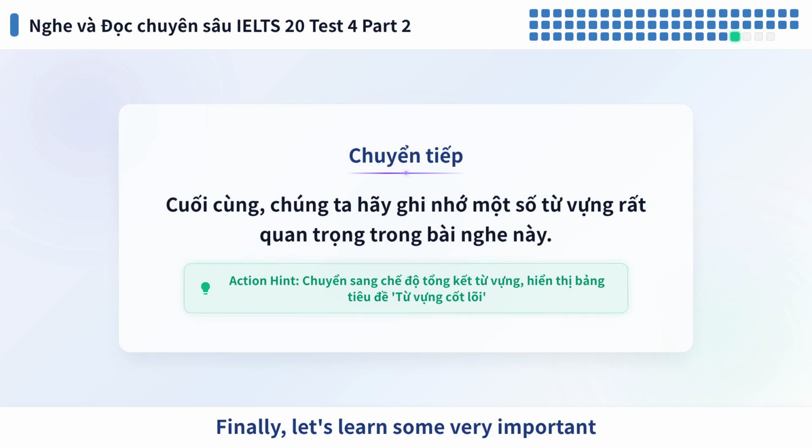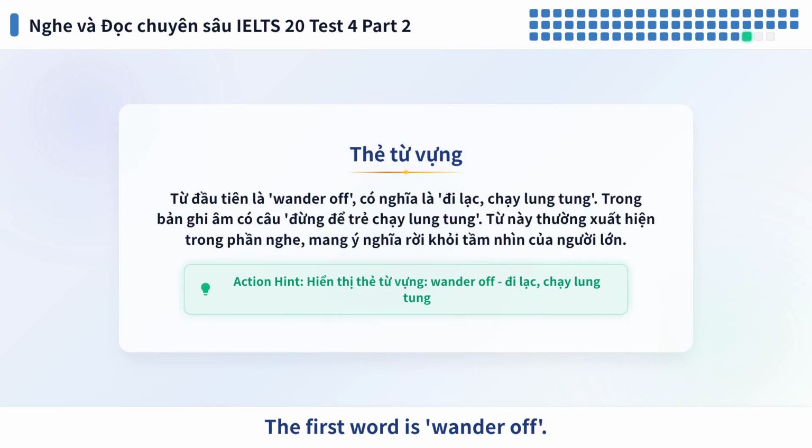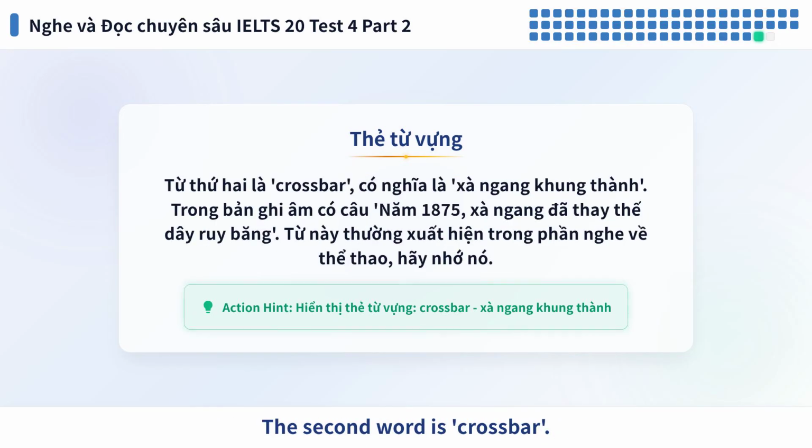Finally, let's learn some very important vocabulary from this listening passage. The first word is wander off. It means to walk away from a group or a parent. In the recording, the speaker said, "Don't let your children wander off." This word often appears in listening tests. The second word is crossbar. It is the horizontal bar at the top of a football goal. In the recording, the speaker said, "In 1875, the tape was replaced with the solid crossbar." This word is common in sports listening.